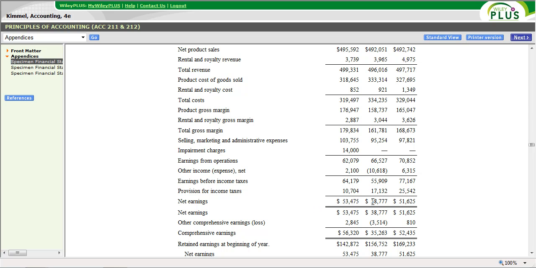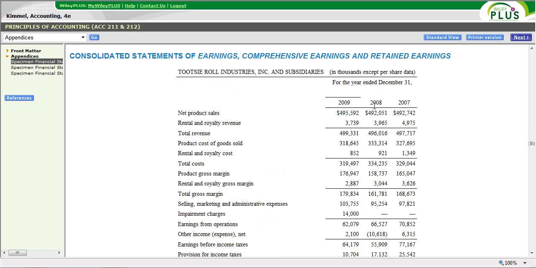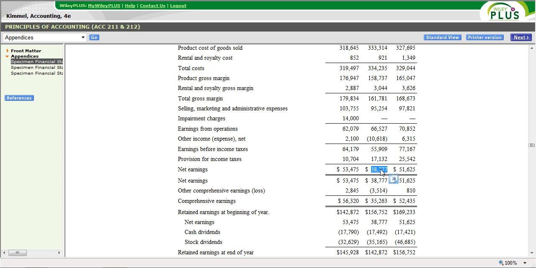If I switch screens back here, this was the question right here, percentage change in net income from '08 to '09 for Tootsie Roll. So if you go into the Tootsie Roll income statement, statement of earnings, go down to net income or net earnings right here, and the percentage change is just a math computation. This is the '08 number. If you go up, that's '08, and this is the '09 number. So if you find the difference between those two numbers and then just divide by the '08 amount, that will tell you the percentage change.